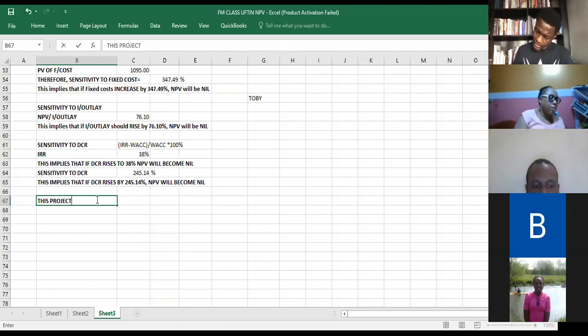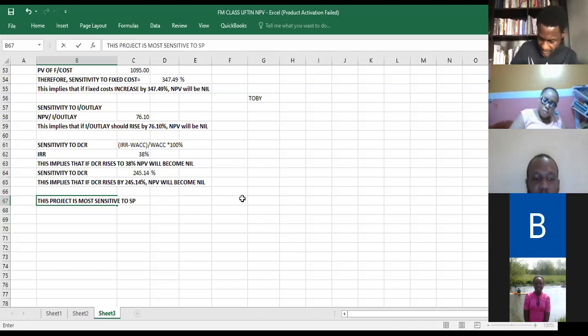So this project is most sensitive to selling price because a relatively little change in selling price compared to the other factors leads to NPV of nil. Can you see my screen, what I'm typing? Yes. So a relatively small percentage change.